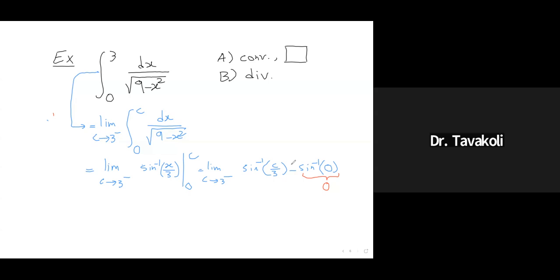The other one would be when c tends to 3. Let me replace c with 3. So it becomes 3 over 3, 1. What is sine inverse of 1? It is pi over 2, or 90 degrees. But as you know, in calculus, we use radians, not degrees. So this is pi over 2. So the answer to this integral is the number pi over 2. So it is a convergent integral, and the value is pi over 2.